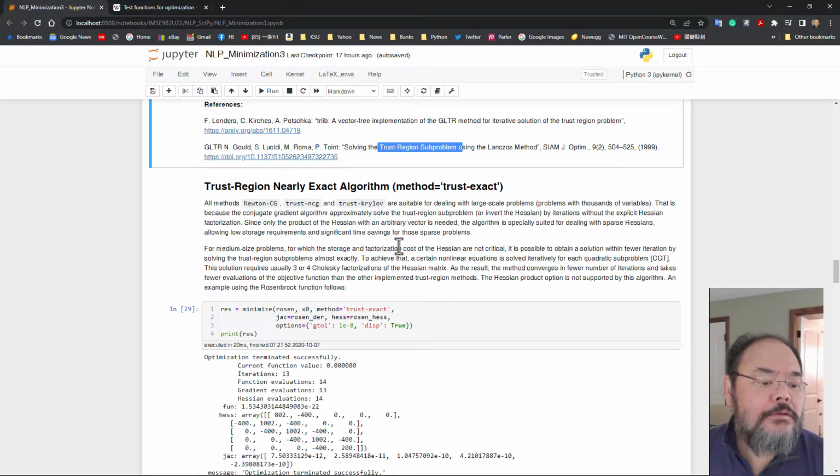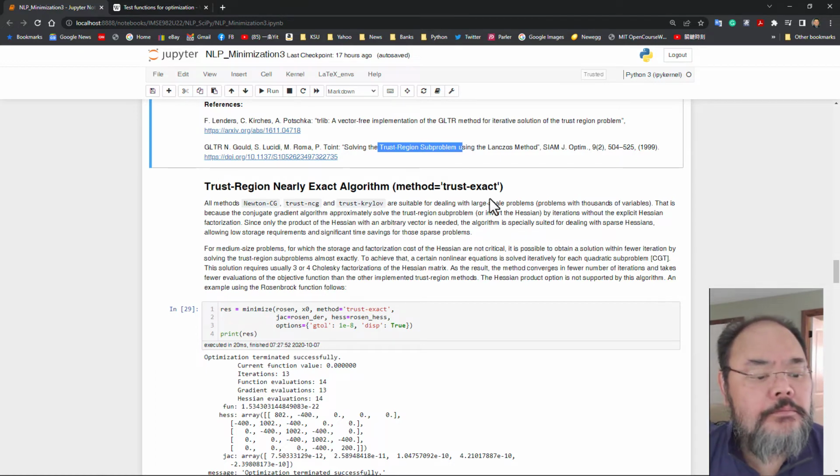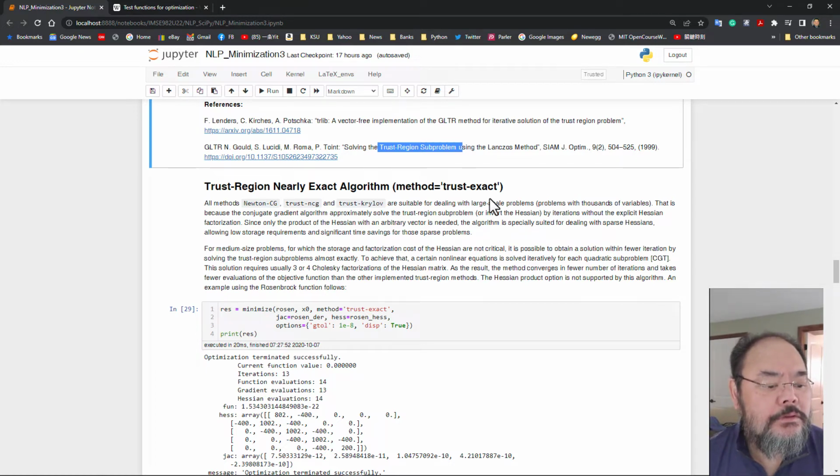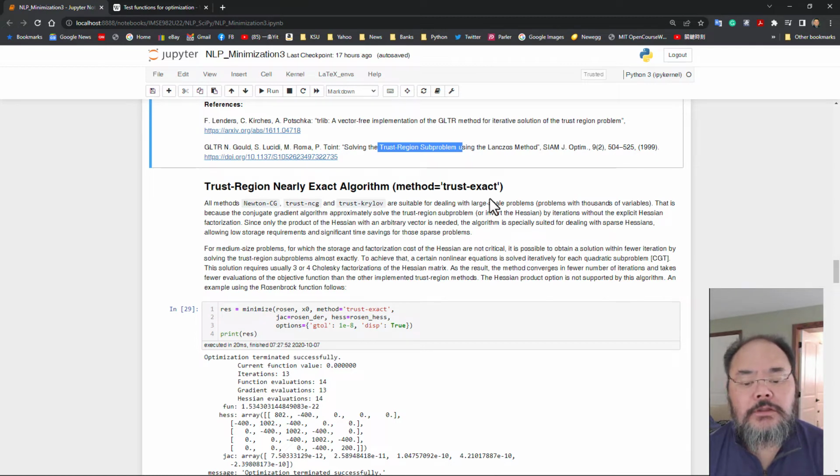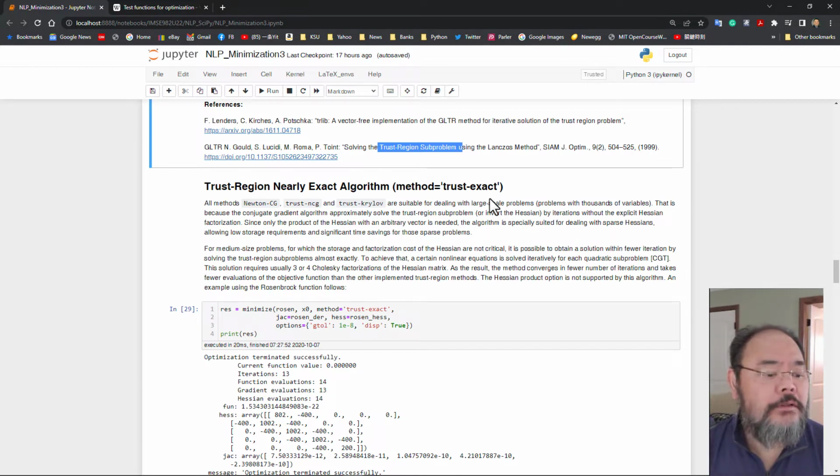The next algorithm we talk about is the trust region near exact. We'll call it trust region exact. The methods we talked about, so-called Newton's conjugate gradient method, trust region Newton-Conjugate gradient method, trust region Krylov, are suitable for solving large-scale problems with thousands of variables, and they are well tested over the years. That is because the conjugate gradient is really reliable for approximately solving the so-called trust region problem.